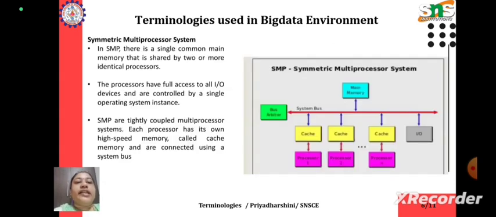The next terminology is SMP, which is symmetric multiprocessor system. In a symmetric multiprocessor system, there is a single common memory that is shared by two or more identical processors. The processors have full access to all the input-output devices, and all of these are controlled by a single operating system instance. SMPs are tightly coupled multiprocessor systems. Each processor has its own high-speed memory called cache memory and they are connected using a system bus.